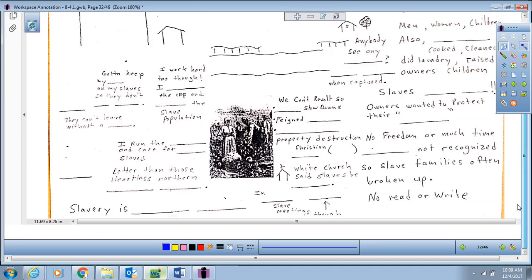Now, let's talk about the religious thing. Slaves couldn't revolt. So three ways that the slaves would show their dissatisfaction: they would slow down their work. Sometimes they would do feigned, which means fake, illness. And sometimes they would destroy property, but secretly, because of course you would have been very harshly punished.